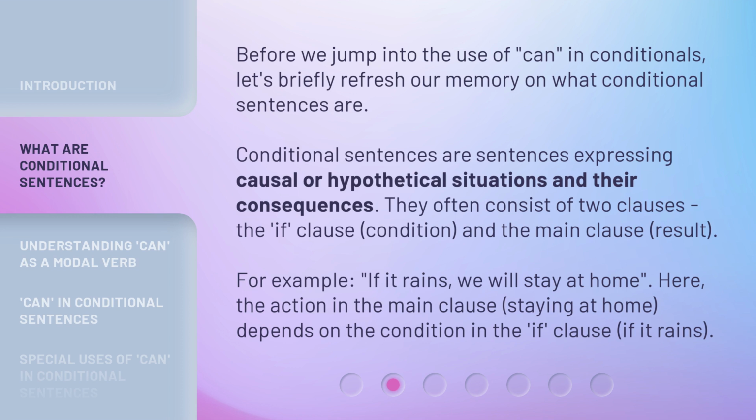Before we jump into the use of can in conditionals, let's briefly refresh our memory on what conditional sentences are. Conditional sentences are sentences expressing causal or hypothetical situations and their consequences. They often consist of two clauses: the if clause, condition, and the main clause, result. For example, if it rains, we will stay at home. Here, the action in the main clause, staying at home, depends on the condition in the if clause, if it rains.